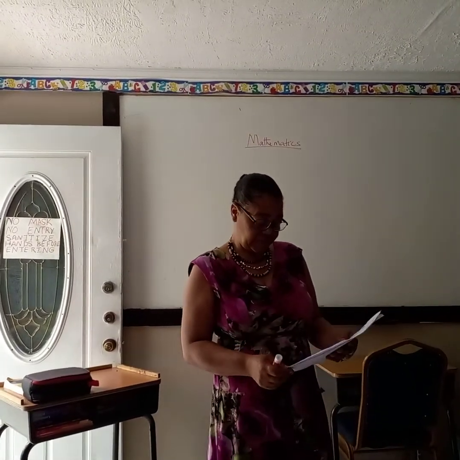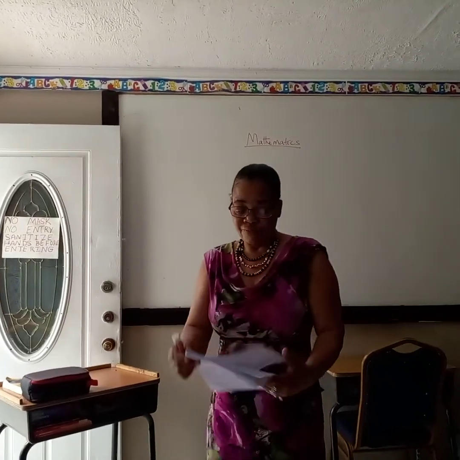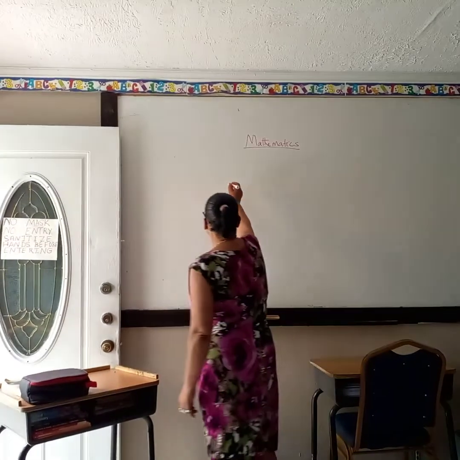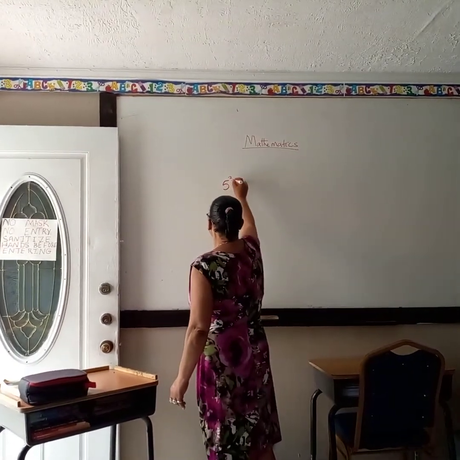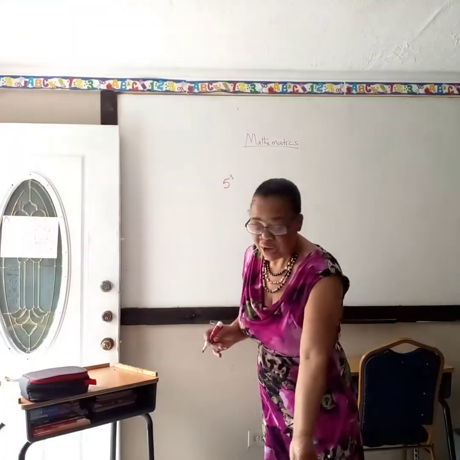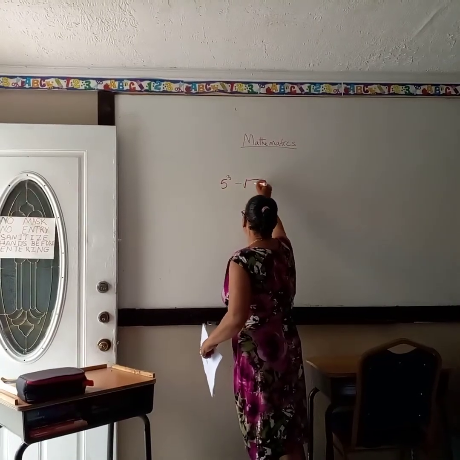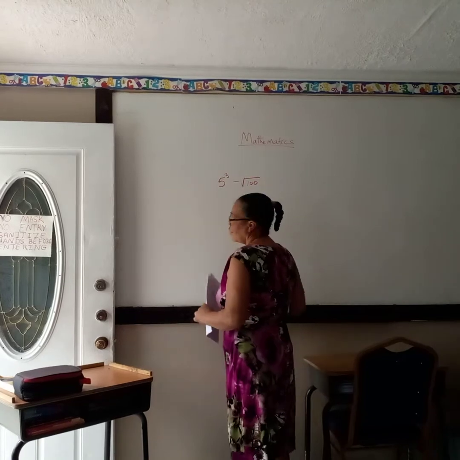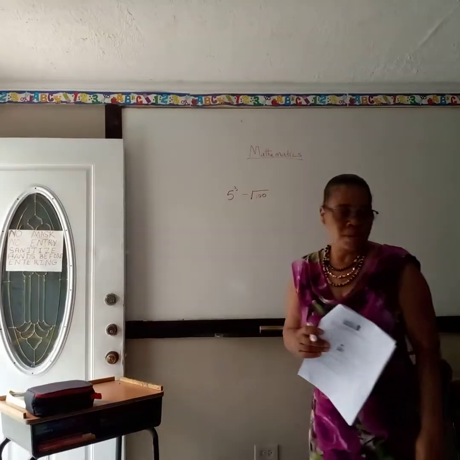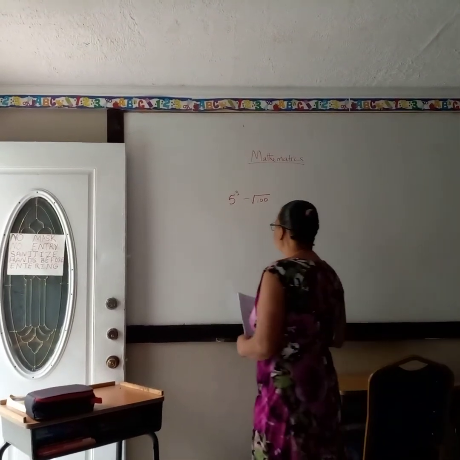2016 BJC paper 2, 2016. The first question says find the value of 5 to the third power, or 5 cubed, and I am to subtract the square root of 100. Shouldn't have a problem with this because just last week we did cubes and squares, so we shouldn't have a problem with this problem right here.